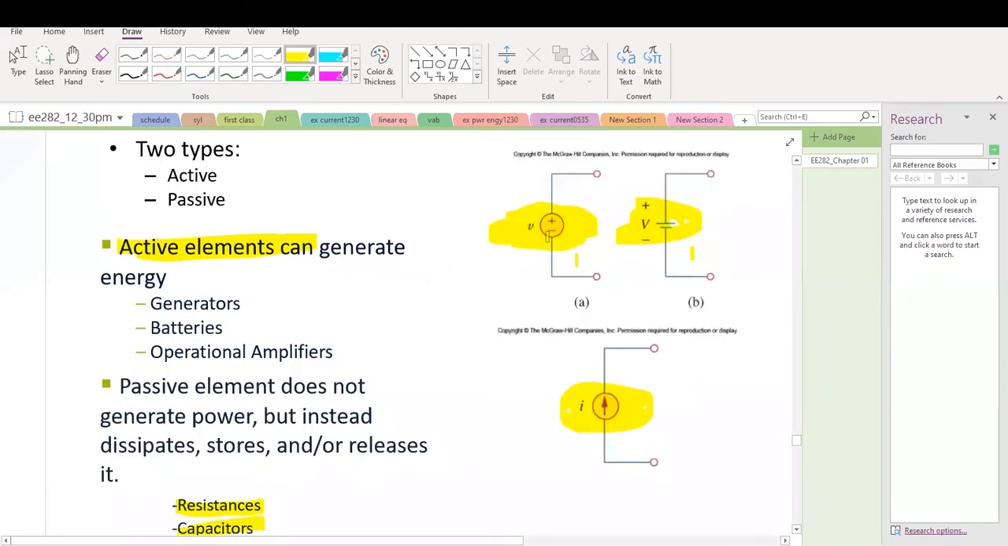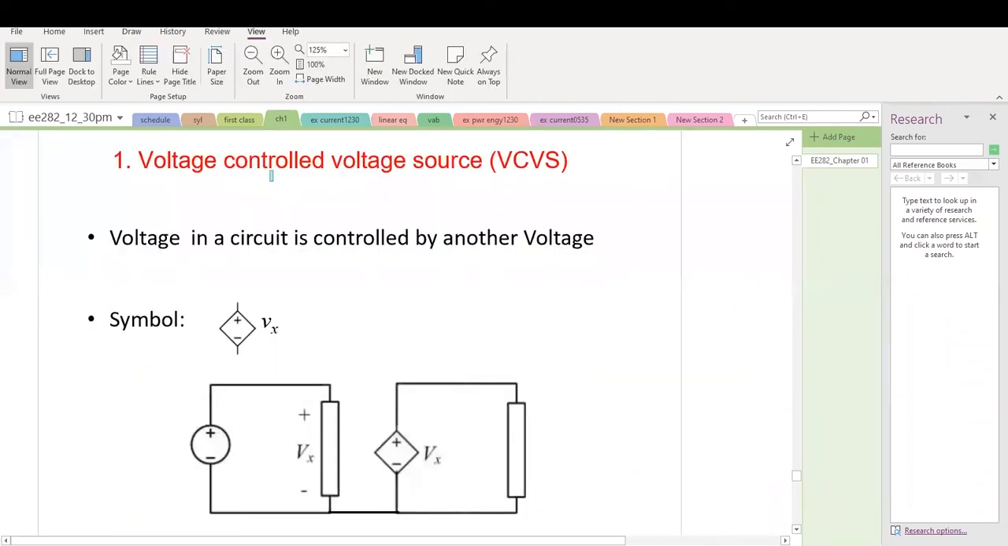For the independent sources, the voltage source and the current source, okay, so this is a voltage source, this is a current source. You can see the symbol is round. So whenever you see the symbol of a voltage source or a current source which is round, it means that this device, this element, is not a controlled source, it is independent. Let's look first at the voltage controlled voltage source.